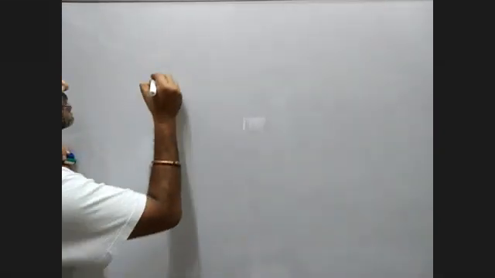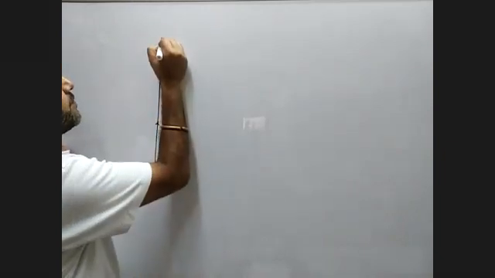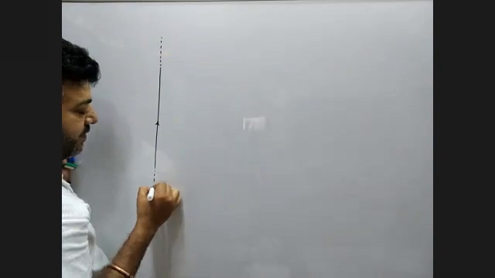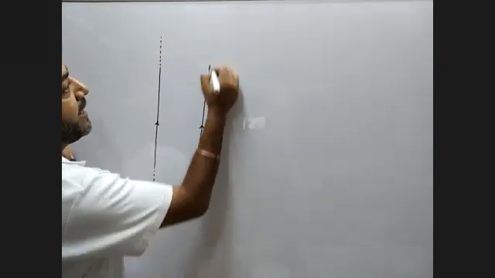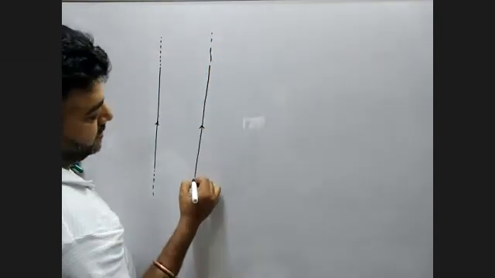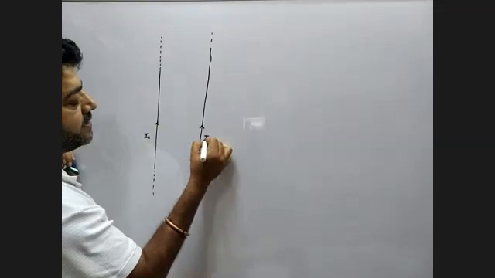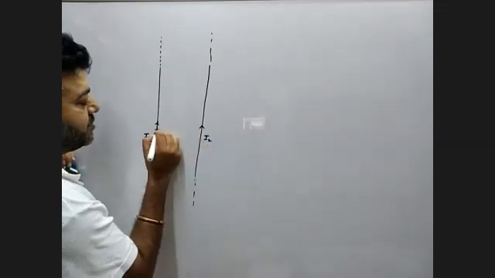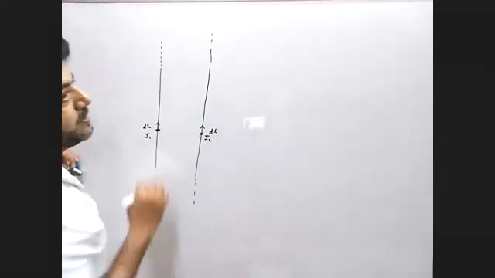The heading is force per unit length, force per unit length for parallel wires. Suppose we have two infinitely long current carrying parallel wires. Let the current be I1 in one and I2 in the other, with an elementary length dl.